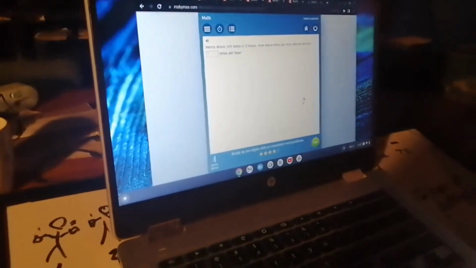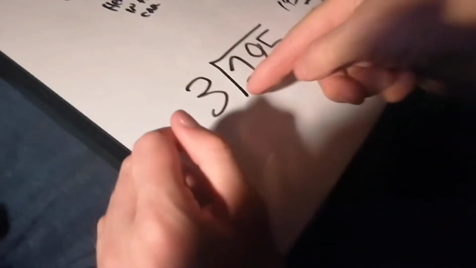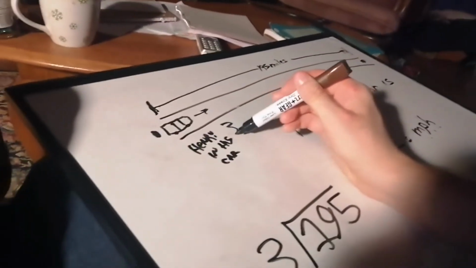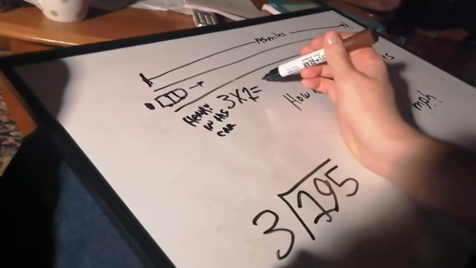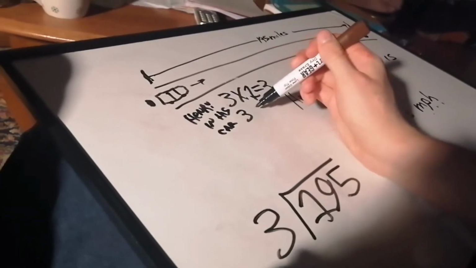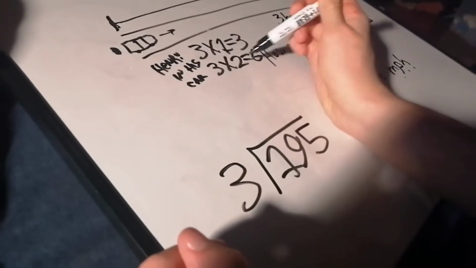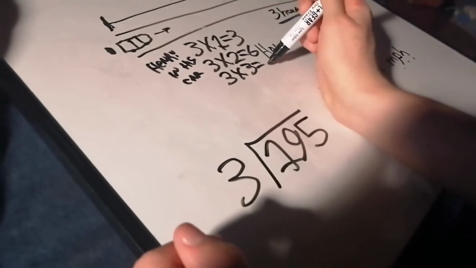95 miles in 3 hours. There we go. How many times is 3 going? Do your times tables. 3 times 1 is 3. Very good, he's already getting it. 3 times 2 is 6. 3 times 3 is 9.